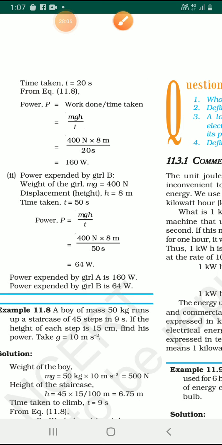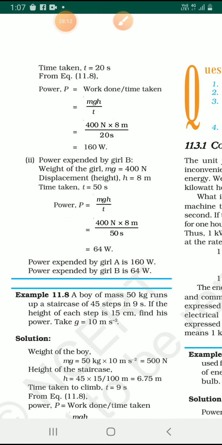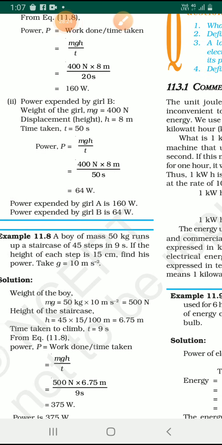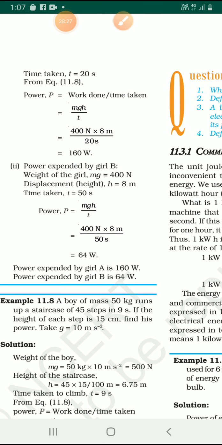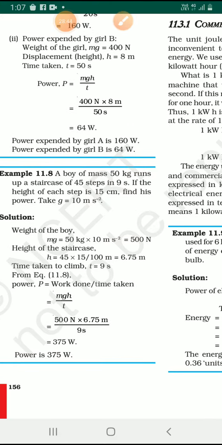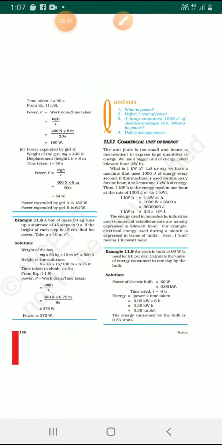What is the next problem? The next one is girl B. So the force for girl B is 400 Newton, displacement is 8 meter, time taken is 50. Time taken is more. So when you simplify that, you get the answer 64 watt. So the power expended by girl A is 160 watt, and the power expended by girl B is 64 watt. In the same way, we can see the next problem.